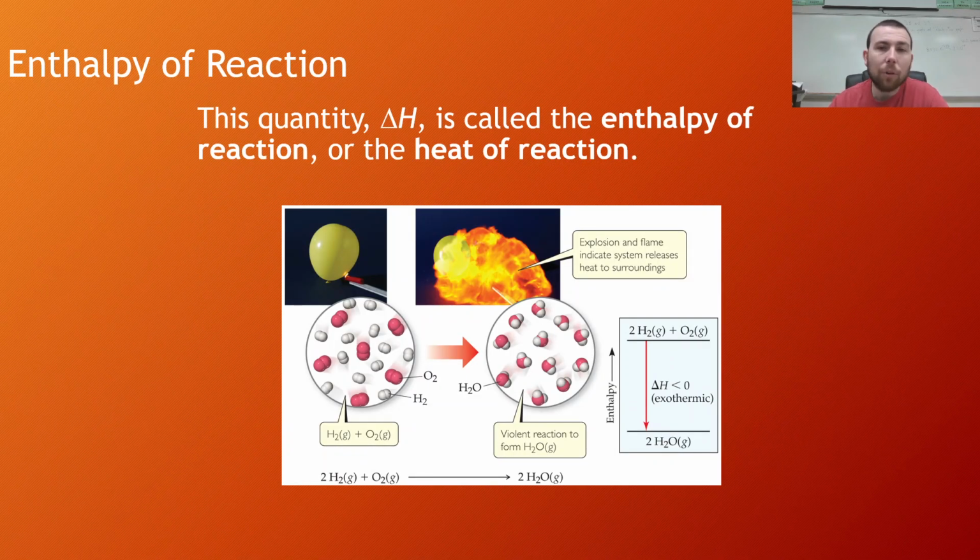Now, this quantity delta H refers to the enthalpy of the reaction, or it can commonly be referred to as the heat of the reaction, right? And so in this particular process, we've got hydrogen and oxygen reacting, 2 moles of hydrogen plus 1 mole of oxygen, making 2 moles of water vapor. And we can see from the enthalpy diagram, or kind of the very simple energy diagram, that the reactants released energy, and so it's an exothermic process.